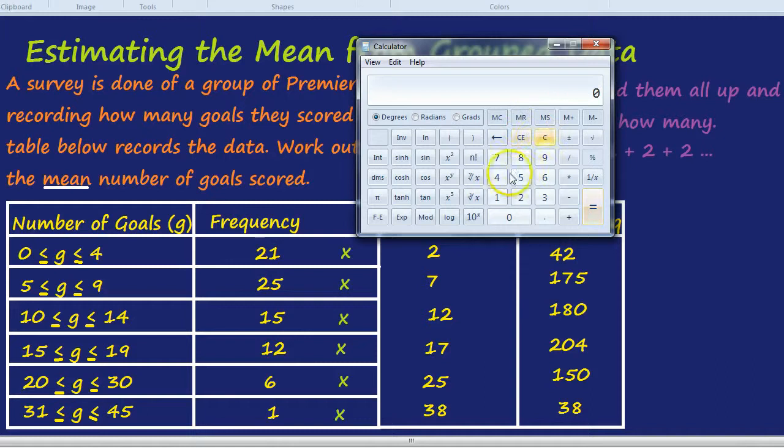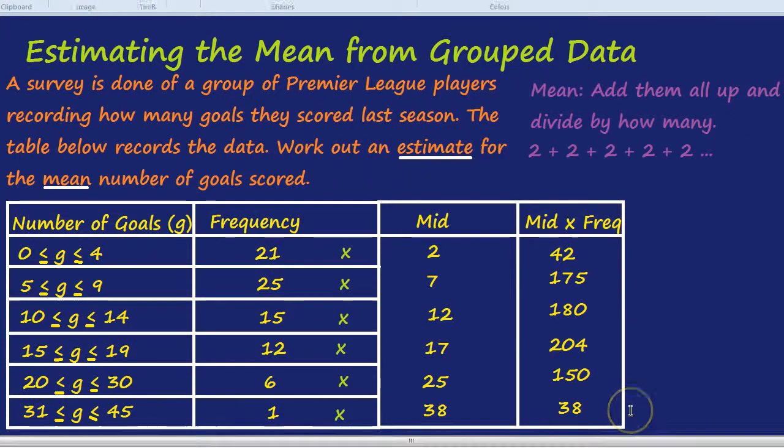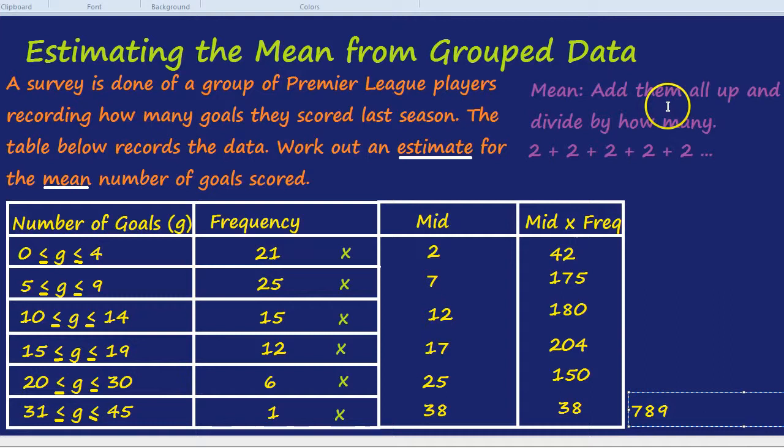So let's add them all up, and for that I am going to cheat. There we go, adding all these guys up. 180, 204, 150, and 38. 789. Let's just write that down here. We have indeed added them all up. Now we need to divide by how many? What do you reckon we're going to divide by?